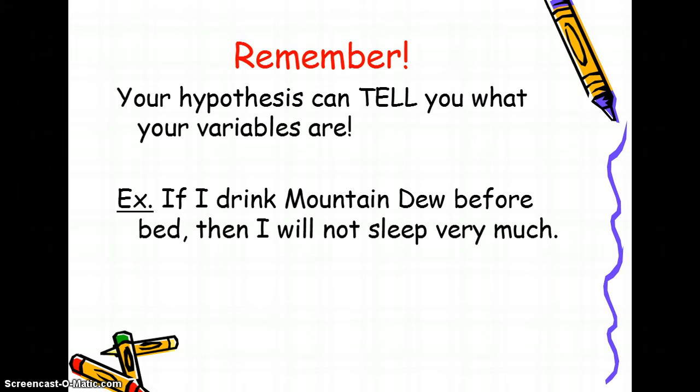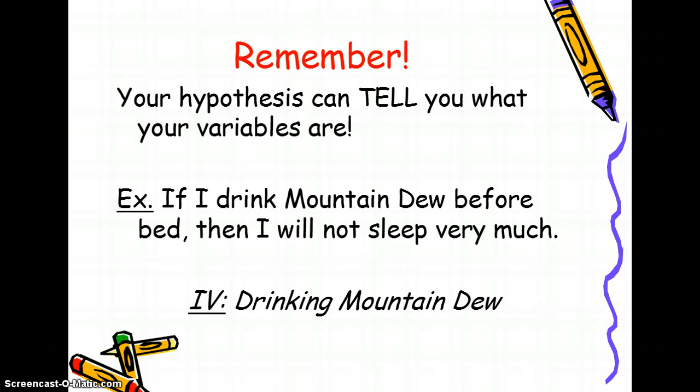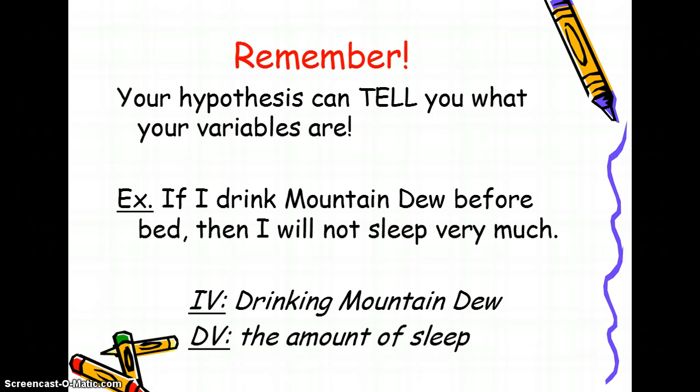So for example, if I drink Mountain Dew before bed, then I will not sleep very much. Okay? You may want to pause this and think to yourself, what is the independent variable? What is the one thing that I will be changing throughout my experiment? Okay, if you thought drinking Mountain Dew was correct, then you got it. And then for the dependent variable, if you thought the amount of sleep was correct, then you are right. So drinking Mountain Dew is what you can change. The amount of sleep is what you are measuring.